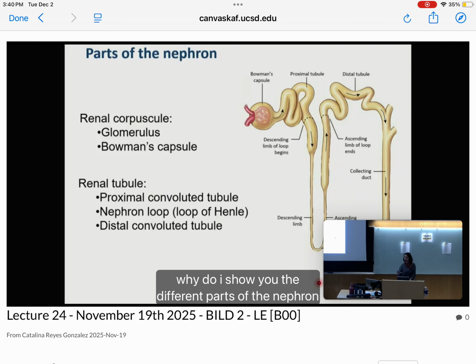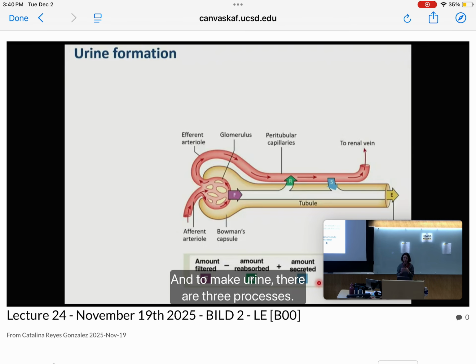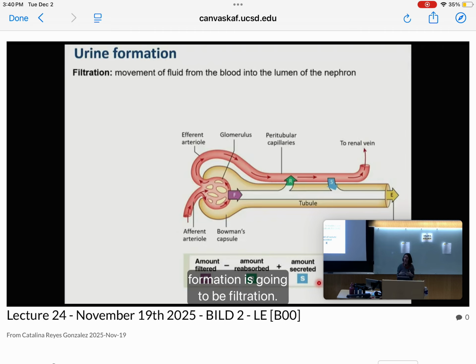Why do I show you the different parts of the nephron? Because these different parts of the nephron have different characteristics and different functions. All right? So we're going to look at the functions. The function of the nephron is to make urine. And to make urine, there are three processes. The first process in urine formation is going to be filtration.